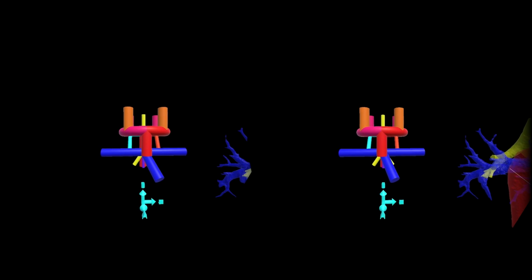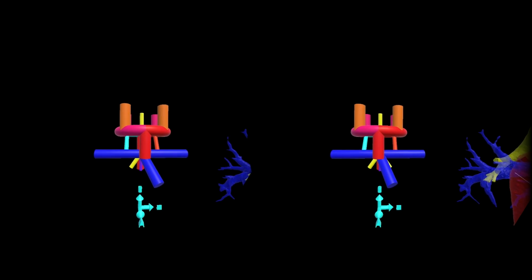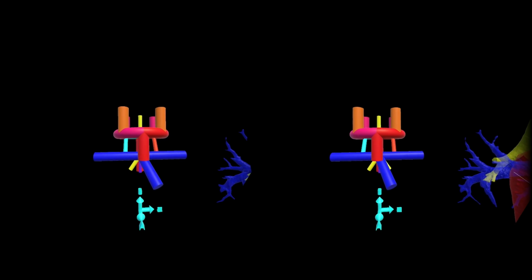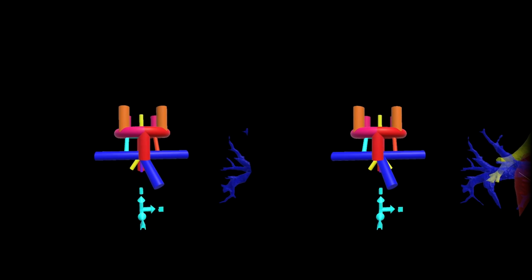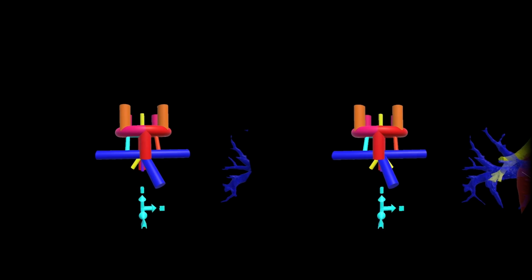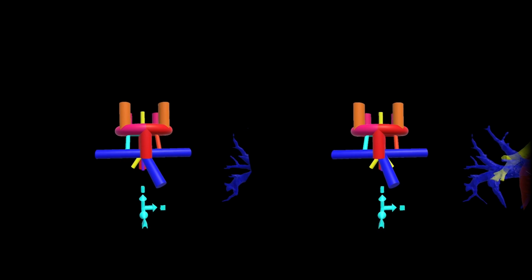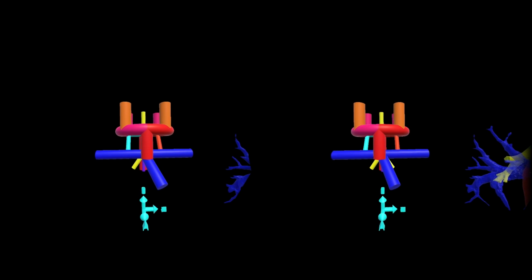Returning to today's lecture, our learning objectives will be the following. First, we would like you to be able to understand the embryologic development of vascular rings. Secondly, we'd like you to understand the typical clinical presentation and workup for symptomatic vascular rings. Thirdly, we'd like you to be able to identify the most common vascular ring anatomies.